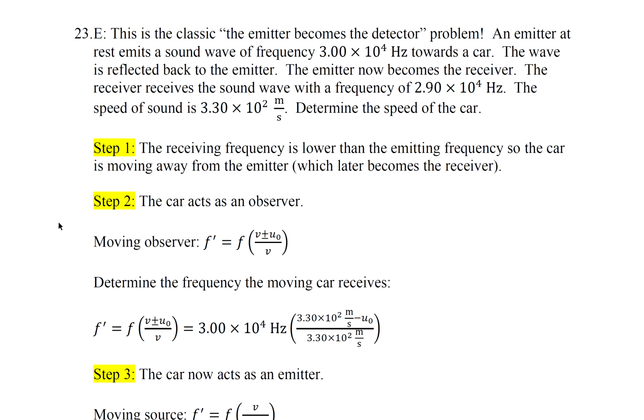Question 23. An emitter at rest emits a sound wave of frequency 3 times 10 to the 4th hertz towards the car. The wave is reflected back to the emitter. So it bounces back. The emitter now becomes a receiver. The receiver receives a sound wave with a frequency of 2.9 times 10 to the 4th hertz. And the speed of sound is 3.3 times 10 to the 2nd meters per second. Determine the speed of the car.